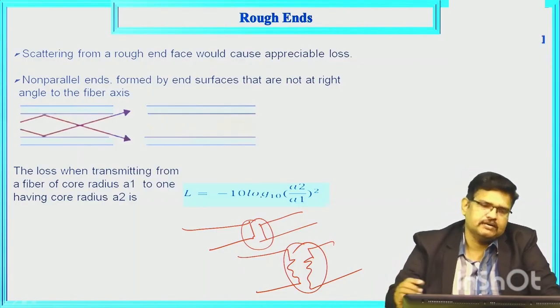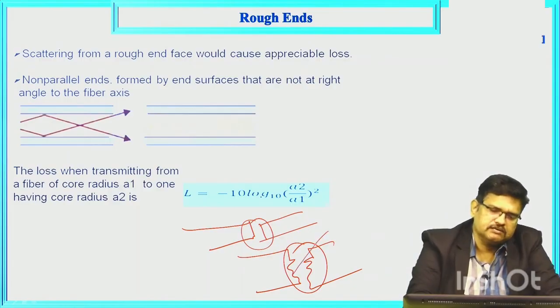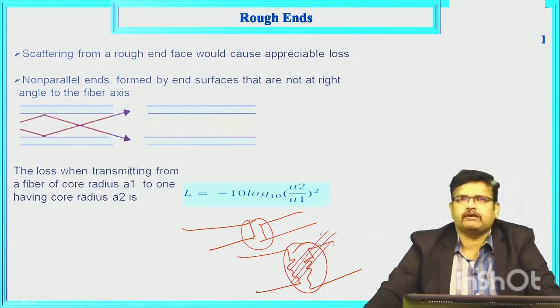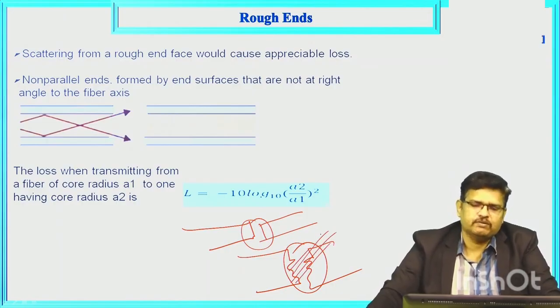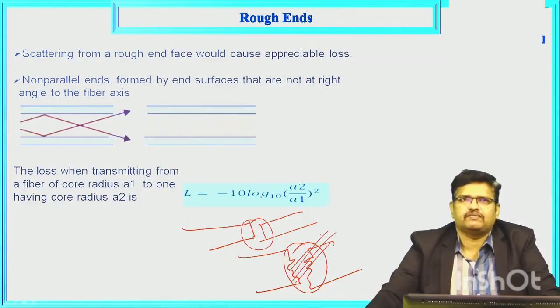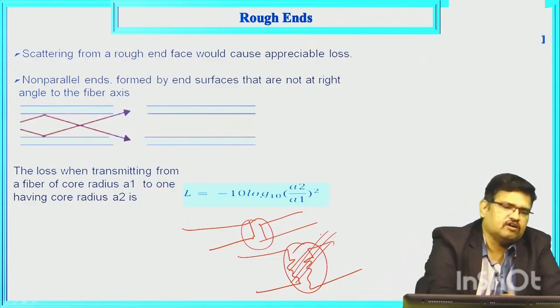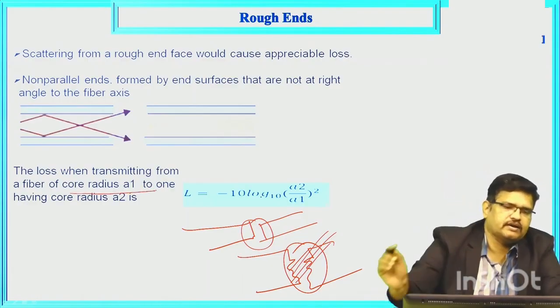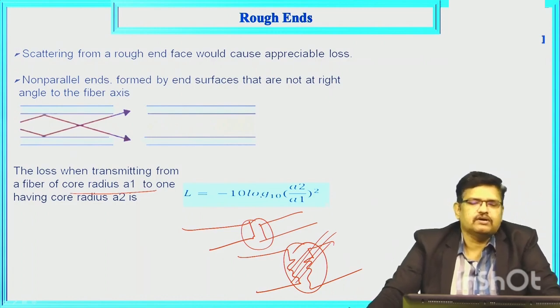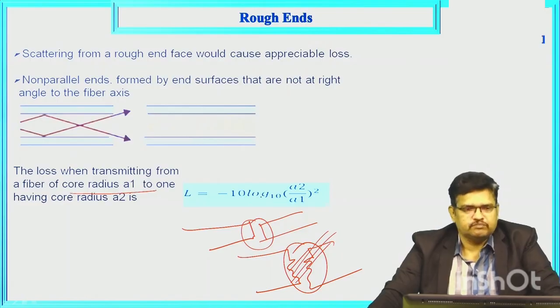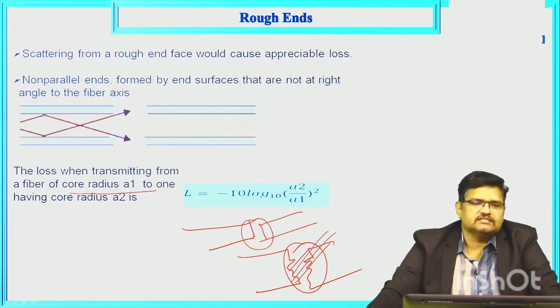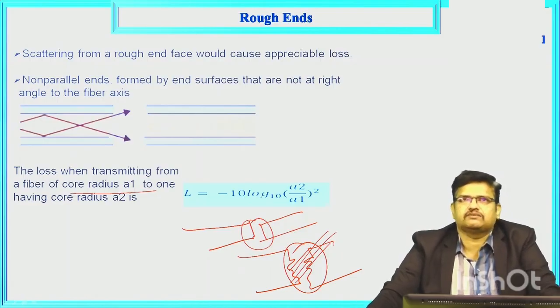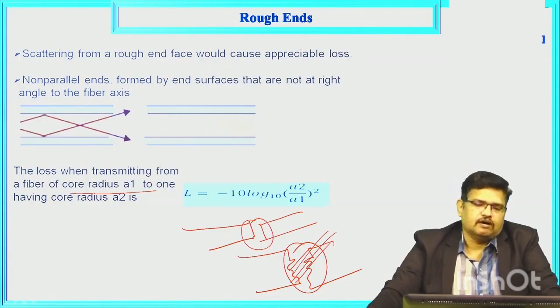So what will happen? In this gap, losses may occur and power may be lost. Power may be lost in the sense that the amount of light in fiber 1 is not equal to the amount of light in fiber 2. See, the loss when transmitting from a fiber core of radius A1 to a core of radius A2. So here we are experiencing more loss. We can call it scattering from the rough end face, which would cause more loss. So this is one of the important things in optical fiber communication.